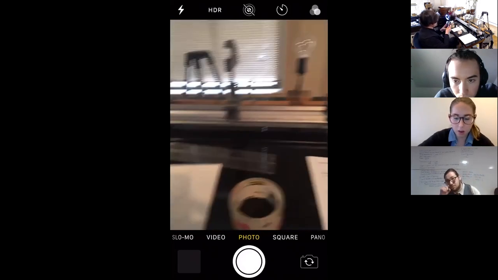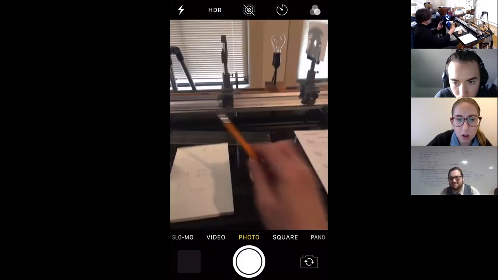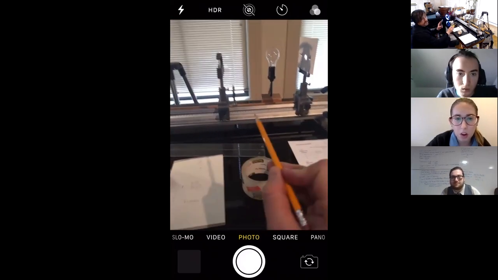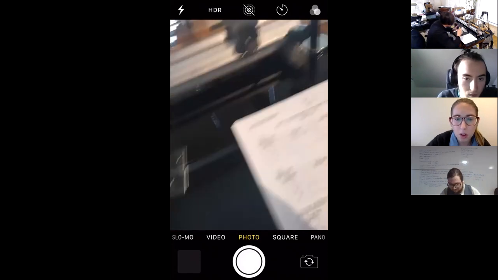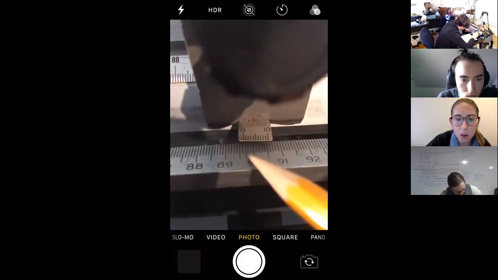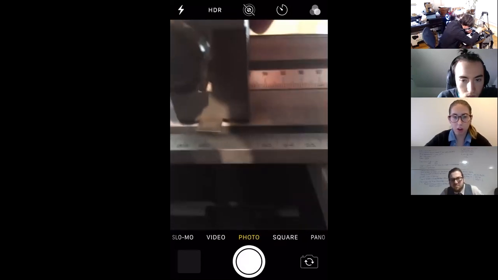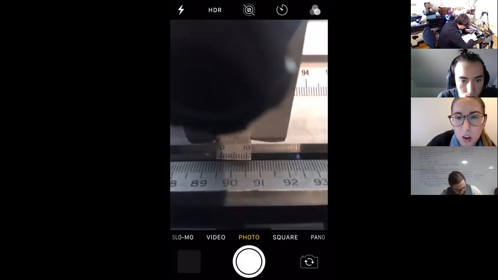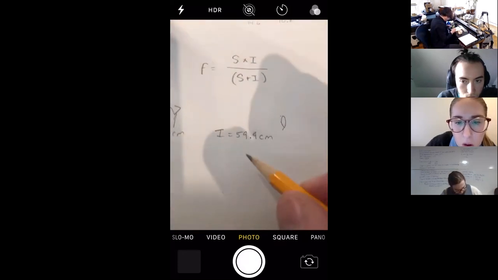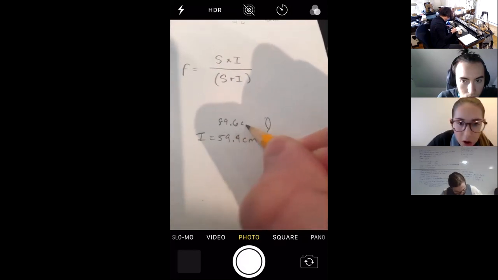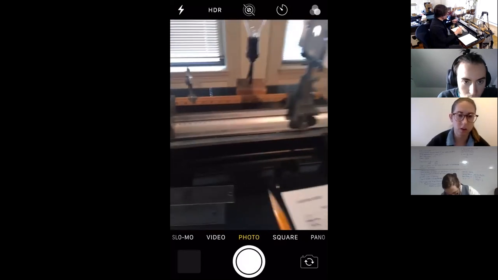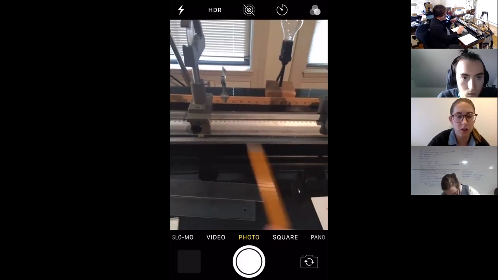Okay, now look class, the image distance goes from here where our lens is to there where our screen is. So we need to subtract these two distances. So over here, it looks like our zero lines up with, where is that? I'm gonna go with 89.6 centimeters, and we have to subtract 59.9 to get our source distance. You guys understand why we have to subtract, right? I have to subtract this value minus that value to get that distance in between.